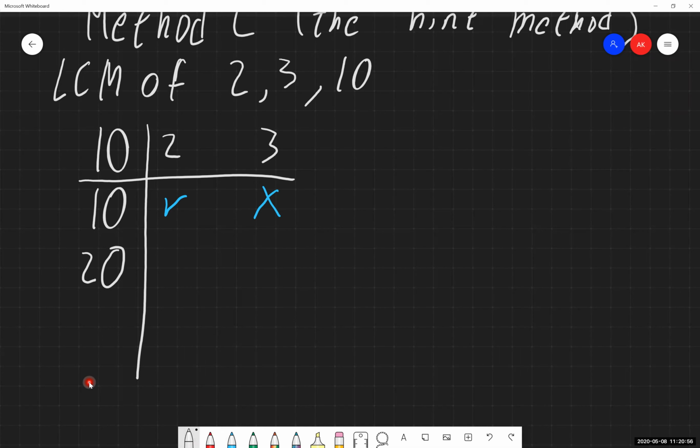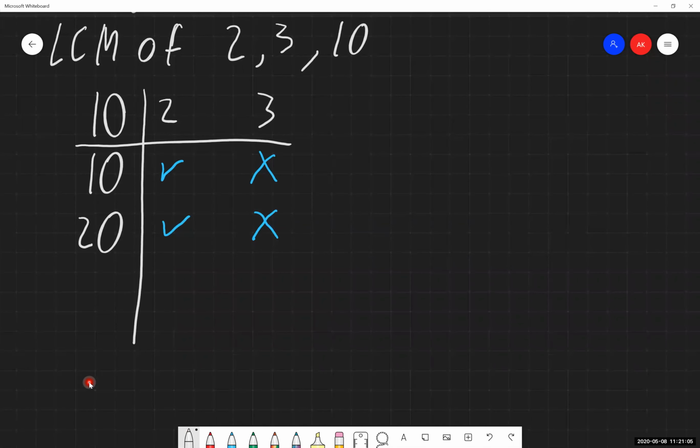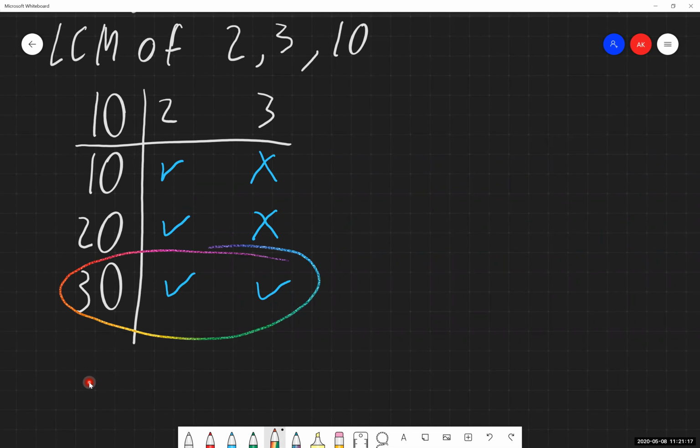Next multiple of 10 is 20. Can 2 go into that? Yes. Can 3 go into that? No. So I can't use that number. Does 30 work for both of these? Well, does 2 go into 30? Yes, it does. Does 3 go into 30? Yes, it does. I have just found my lowest common multiple.